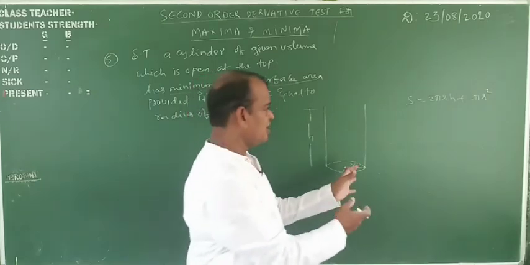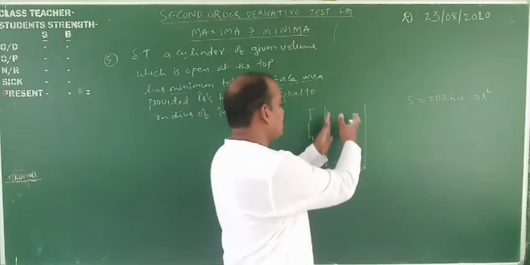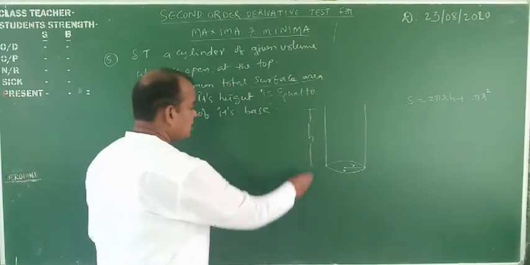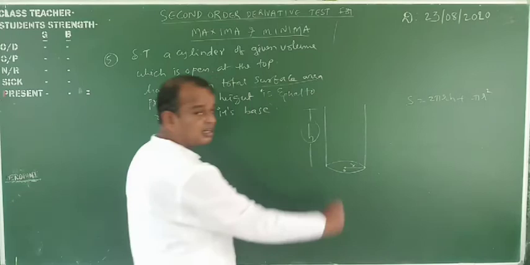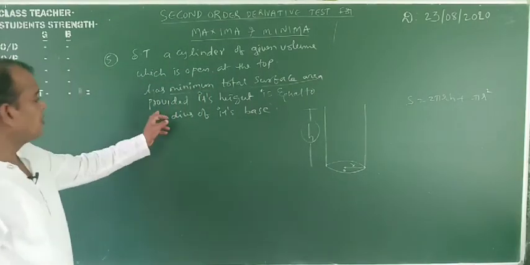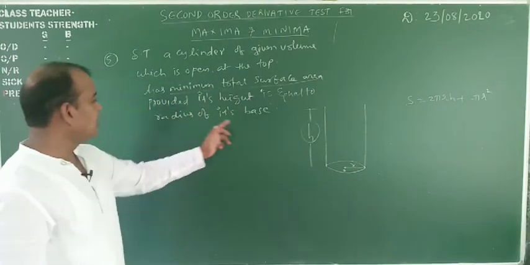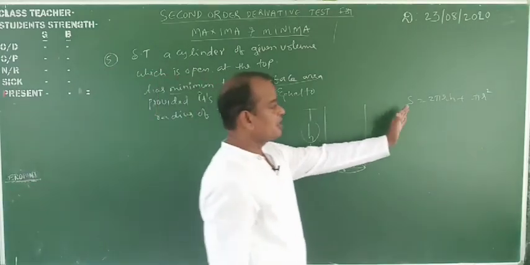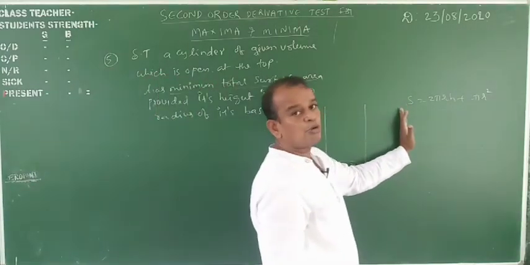Whenever the surface area of the open cylinder is minimum, then the height is equal to the radius. Clearly, provided its height is equal to the radius of its base. Now you have to show that h is equal to r. Surface area is minimum means the second order derivative is positive.